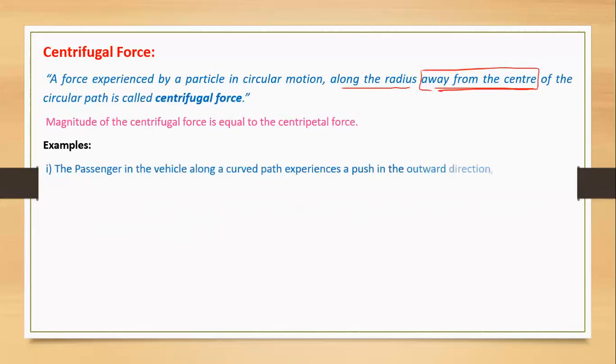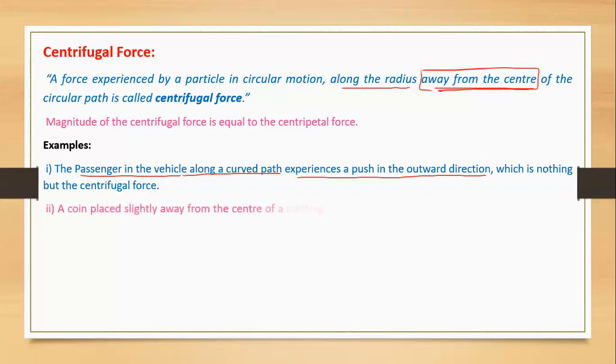The first example, passenger in vehicle along curve path. You know that when the vehicle is moving along curve path, when vehicle takes the right side turn, then the passenger observes an outward pull, means toward the left side. So this is because of the centrifugal force. A passenger in vehicle along curve path experiences push in outward direction, which is nothing but the centrifugal force.